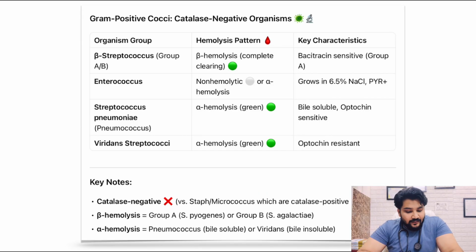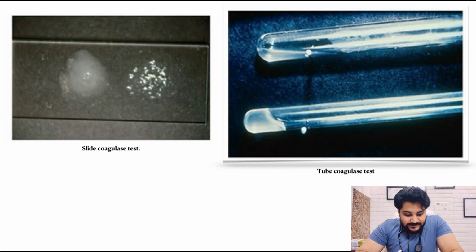So these are the examples of those who are catalase negative. Look at the examples here: Streptococcus group B and group A, then Enterococcus, Streptococcus pneumoniae, and the viridans streptococci. It means if the culture colony is catalase positive, all these organisms which I told you will be eliminated.